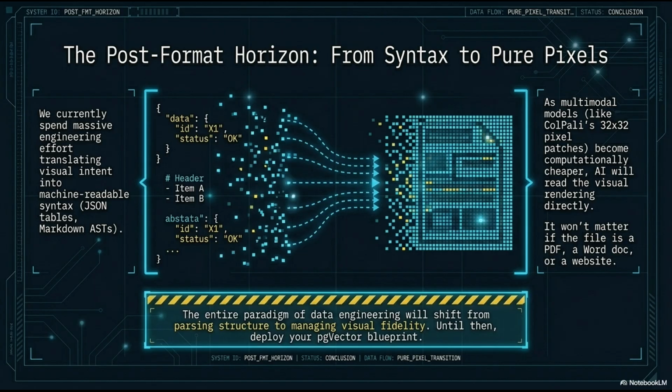The history of computing is the history of removing abstraction layers between human intent and machine understanding. Exactly. If an AI can just look at a screen exactly the way a human eye does, intuitively understanding the layout, the color coding, the spatial relationship of a diagram, will the concept of a document format simply cease to exist? It's entirely possible. Yeah. If the AI is just reading the visual rendering, it doesn't care if it's a PDF, a Markdown file, or a Word document. Are we entering a post-format era of data engineering where the intricate parsing pipelines we just spent an hour building become entirely obsolete?